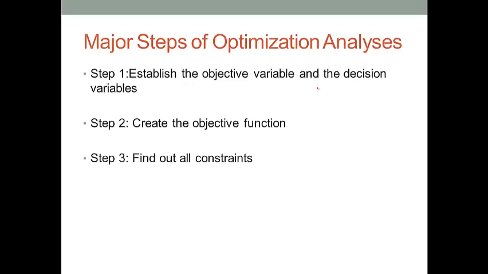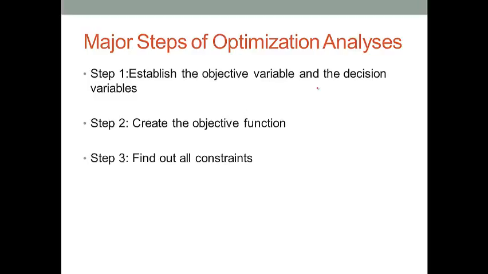These concepts basically lay out the major steps of performing an optimization analysis. We need to go through 3 major steps. First, when we are given a new analysis task, we need to identify which factor is an objective variable. What are the decision variables? Second, we need to build the objective function according to the business rules. Third, we want to find out the constraints a company is facing, the limits the company is facing.